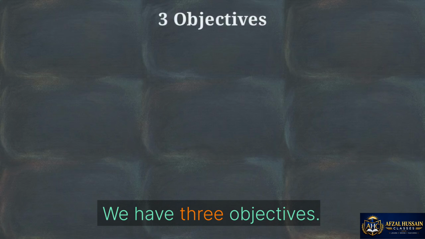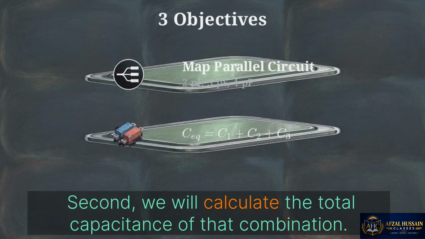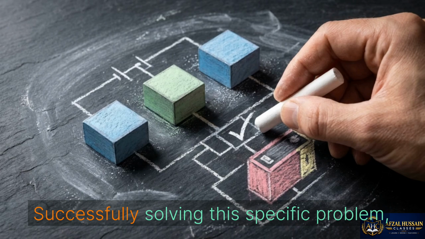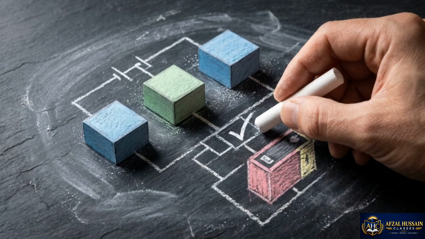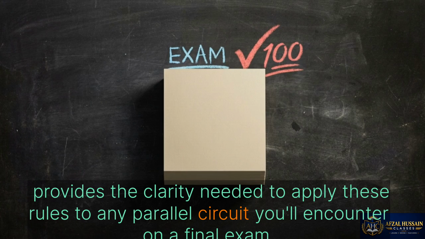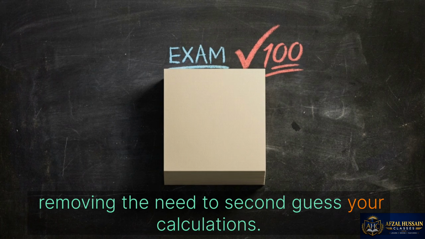We have three objectives. First, we will map out a parallel circuit with three capacitors. Second, we will calculate the total capacitance of that combination. Finally, we will determine the exact electrical charge stored on every capacitor in the system. Successfully solving this specific problem provides the clarity needed to apply these rules to any parallel circuit you'll encounter on a final exam, removing the need to second-guess your calculations.